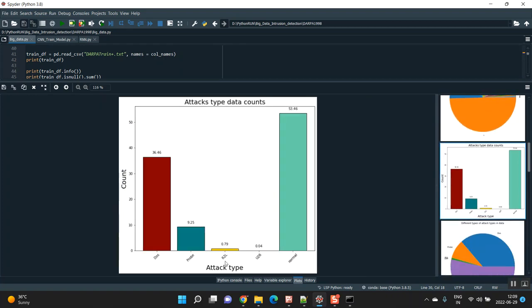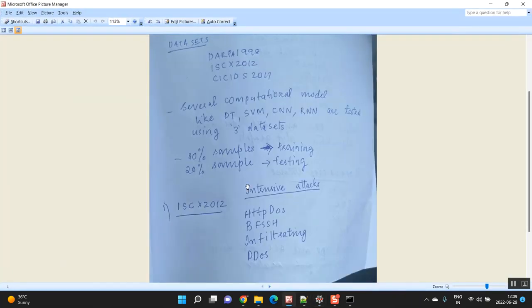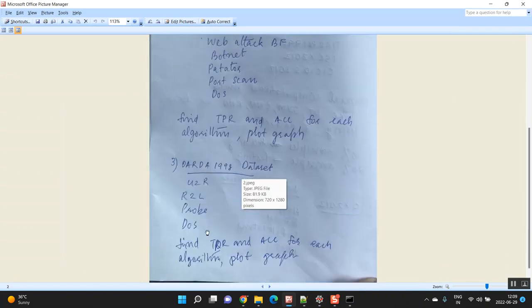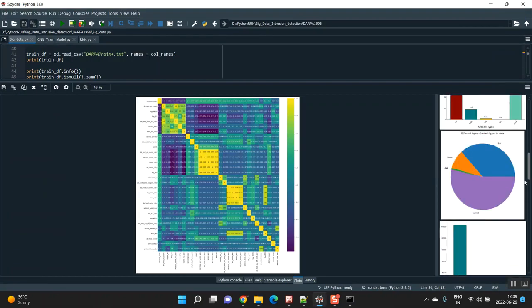In your project, you asked me for these variations: what will be the percentage of U2R, R2L and DOS attacks in the image you had displayed. For this, using this data set, I need to calculate U2R, R2L, probe and DOS attacks, and find accuracy, precision, recall, F measure based on the algorithm, and plot the graph. This was the requirement you informed me on this particular data set. So based on that only, I am predicting.